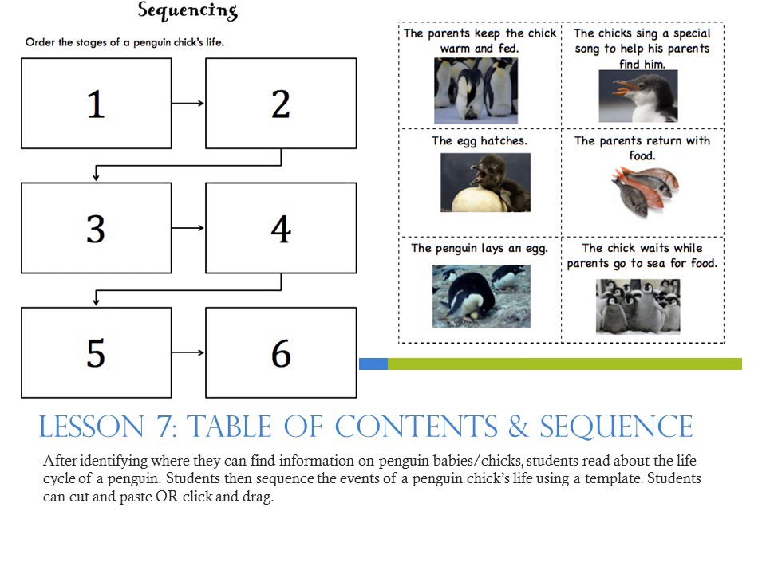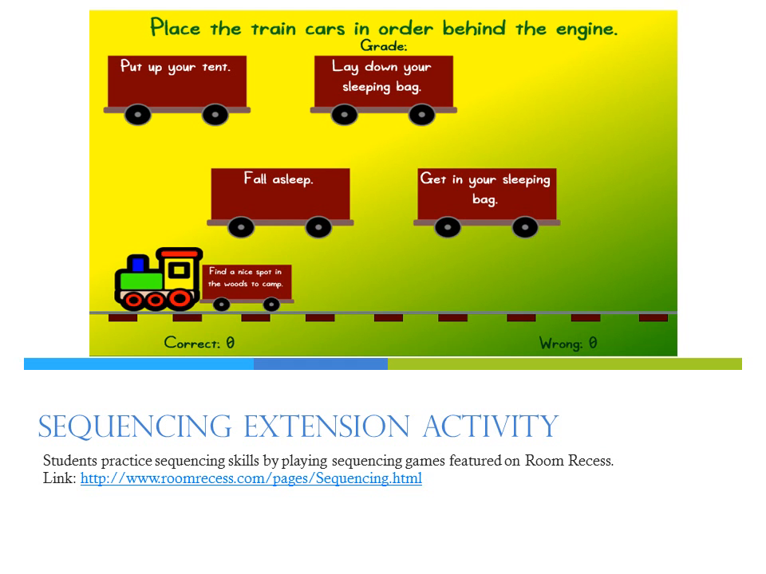After finding the information about penguin chicks in their books, students will read about the life cycle of a penguin. Students will then be assessed by sequencing the stages of a penguin chick's life using a template, which can be printed or accessed as a click and drag electronic form. This can also be differentiated by using the text as a reference and using adult or peer support.